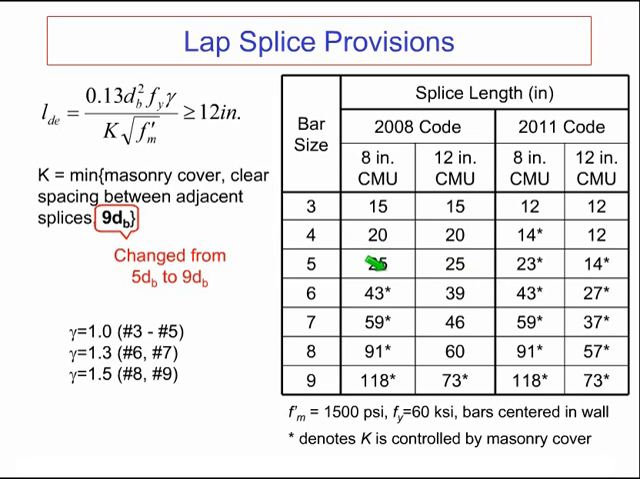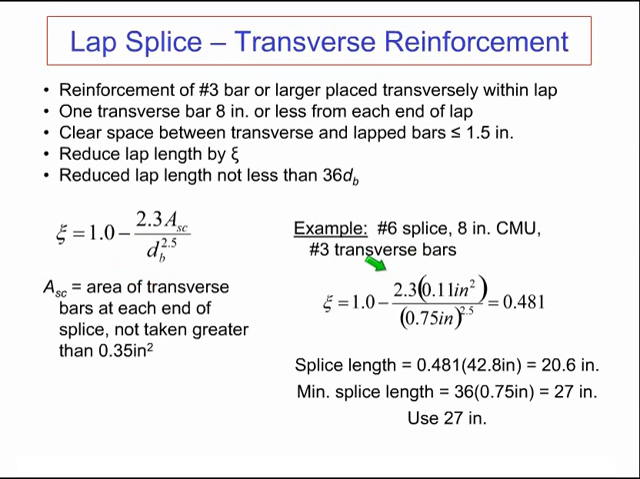The second change that was made in lap splice requirements was the inclusion of transverse reinforcement or confining steel. So if a number 3 bar or larger is placed transversely within the lap, you have to have a bar within 8 inches of each end of the lap. The transverse bar has to be within 1.5 inches of the lapped bar. You're then allowed to reduce the lap length by this factor here. A sub SC is the area of the transverse bars, with a limit of 0.35 square inches.